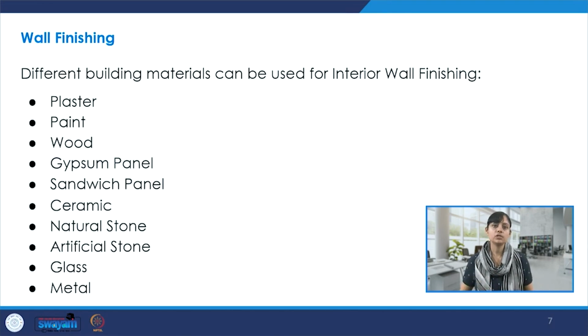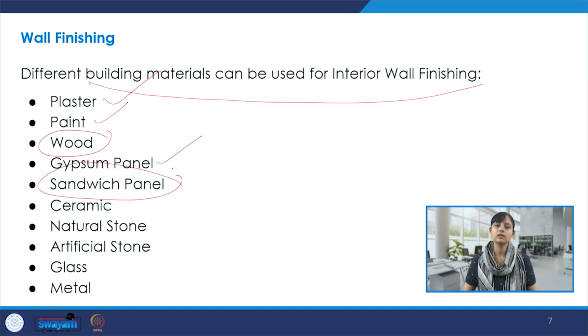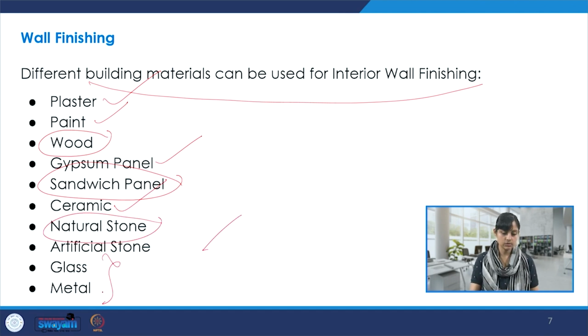Now, wall finishing could be done through different building materials to achieve these finishes. It could be plaster, it could be paint. We could use wood for achieving these kinds of finishes on walls, gypsum panels, it could be some kind of a sandwich panel, and it could be designed also for specific purposes. Then ceramic could be used, of course, natural stone, artificial stone, glass and metal. So these are different kinds of popular finishes that we see.